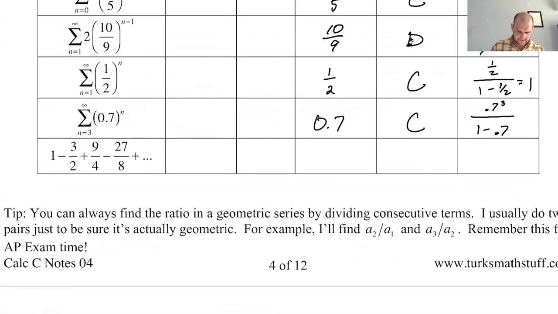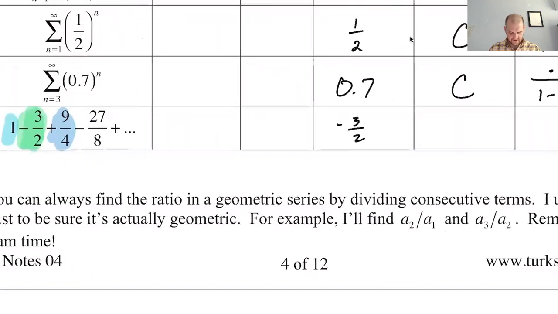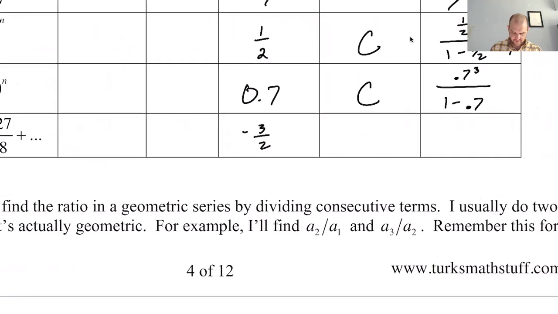All right, so for this one, we have to figure out what R is. If I do this term divided by this term, it should give me R. So R is -3/2. Then you can check it and do it again: this term, 9/4, divided by this term, -3/2, gives me -3/2 again. So you can see -3/2 is R. The absolute value of -3/2 is bigger than 1, so this diverges, which means there is no sum.